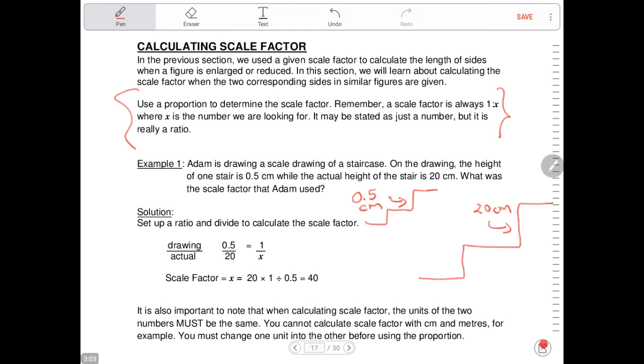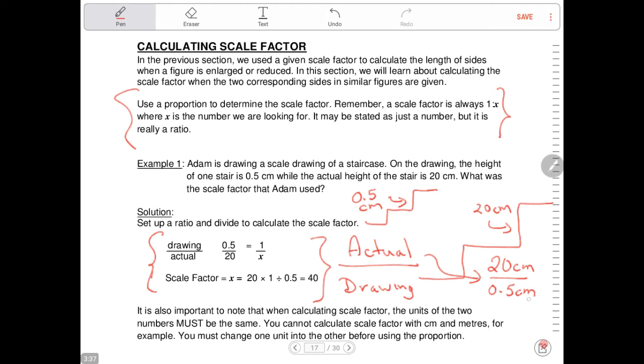What I can have you do, I find this way to be much easier. What I have found works, and I know it's kind of contradictory to what is written right here, and I will show you that in a minute, but what I was taught to do is simply this. I take the actual and I simply divide it by the drawing. And if you do that, you would go 20 centimeters, and divide it by 0.5 centimeters. And of course, that would give you 40. That means the scale factor in this case was 40.